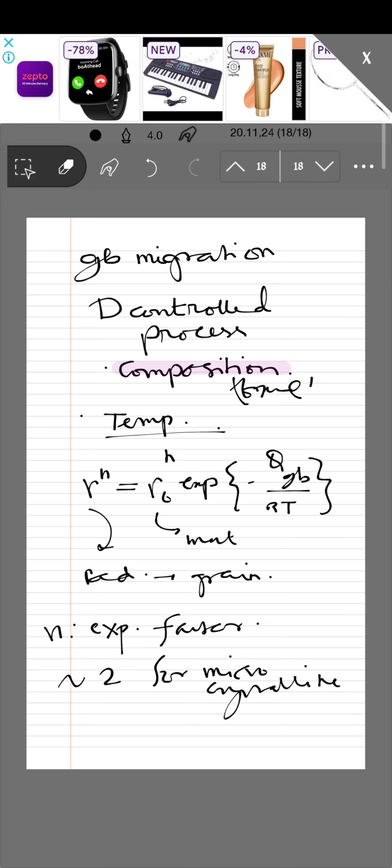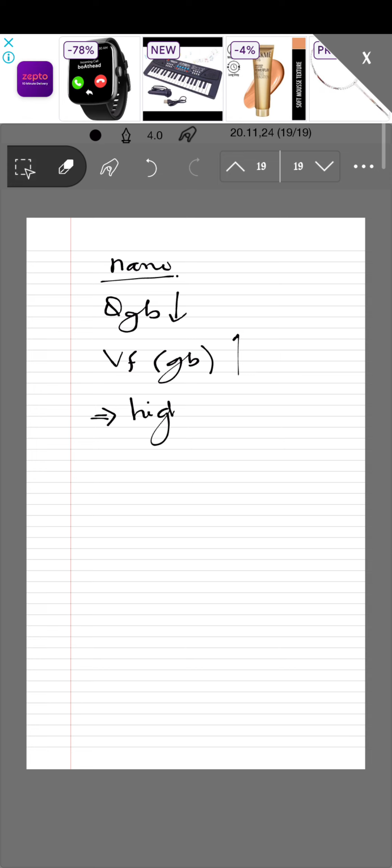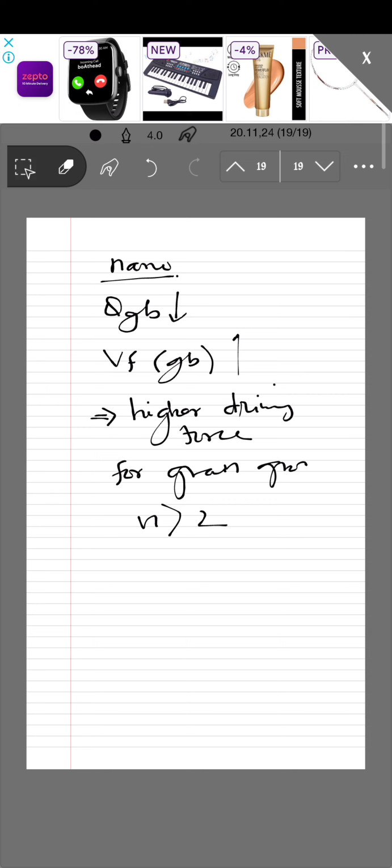Now, if we switch the same discussion to nanomaterials, of course, in nanomaterials the activation energy for the grain boundaries will go down simply because the volume fraction of the grain boundaries goes up. So this actually leads to a higher driving force for grain growth. So n is more than 2 in the case of nanomaterials.